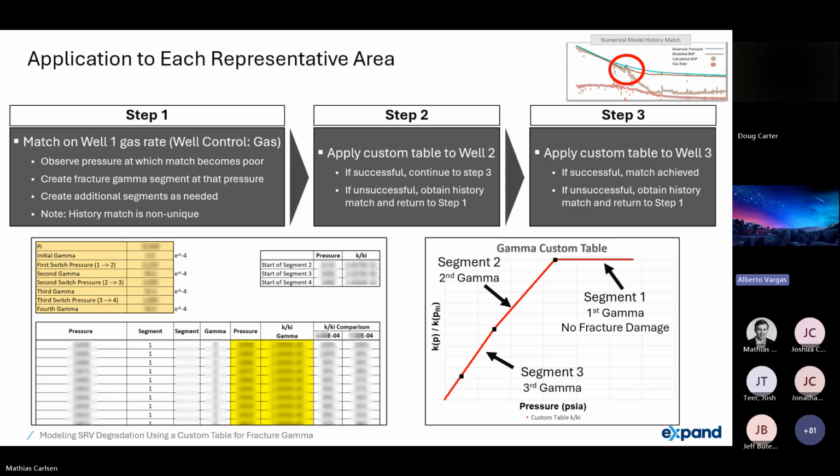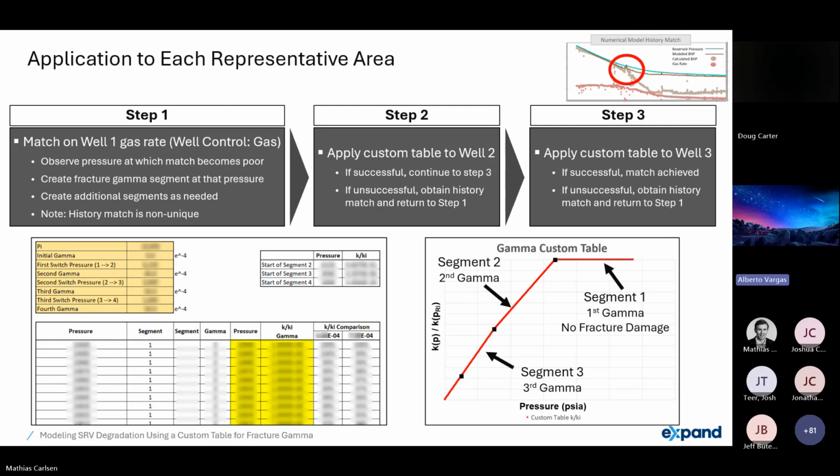We'll use a well control of gas. Why do we do that? If you look at the top right again, when we're matching on the gas, it allows you to see at what pressure we're starting to see this mismatch between the model and reality. At that point we can create a fracture gamma segment at that pressure. This is a very iterative process where you have to figure out the magnitude of that gamma and when it starts. Then you'll find that it doesn't capture late time data, so I may have to add another segment as well.